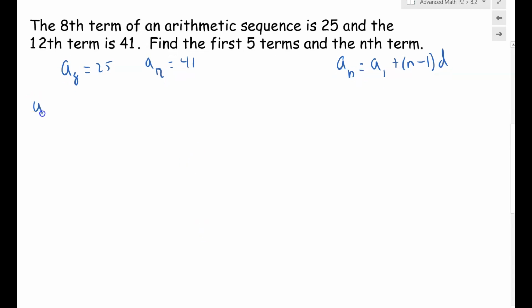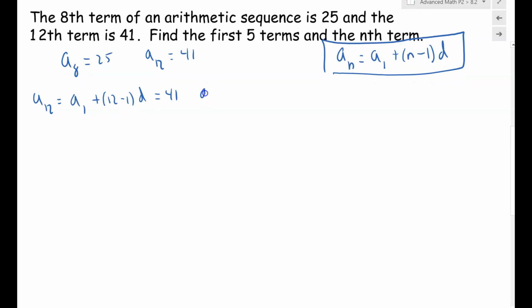So the 12th term, if I were to use my nth term formula, is equal to A1 plus 12 minus 1 D. I don't know what the D is. And I do know that equals 41. And then, let's see, we'll write it here. The 8th term, I can say the same thing. A sub 1 plus 8 minus 1 equals 25. Oops, I skipped something here. We need to have a D after the 8 minus 1.